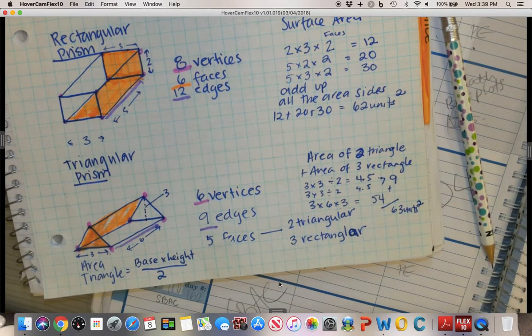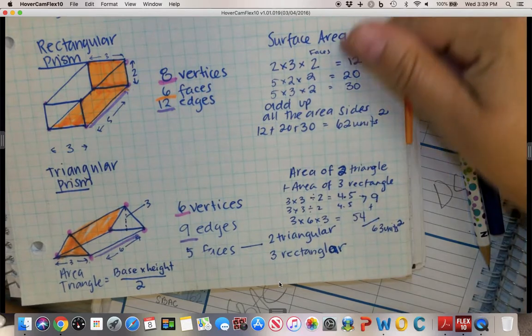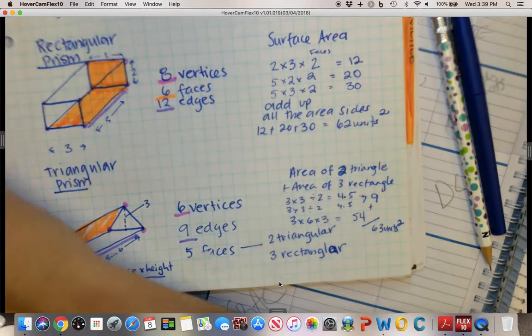We'll go into volume in part 2. But right now, you're going to practice all of the surface areas.